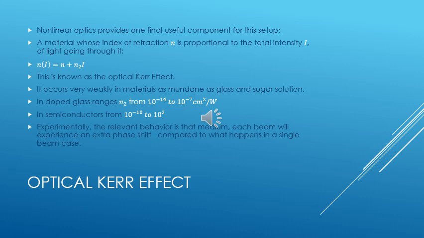In doped glass, n2 ranges from 10 to the power minus 14 to 10 to the power minus 7 centimeters square per watt. In semiconductors, from 10 to the power minus 10 to 10 to the power 2. Experimentally, the relevant behavior is that medium. Each beam will experience an extra phase shift compared to what happens in a single beam case.